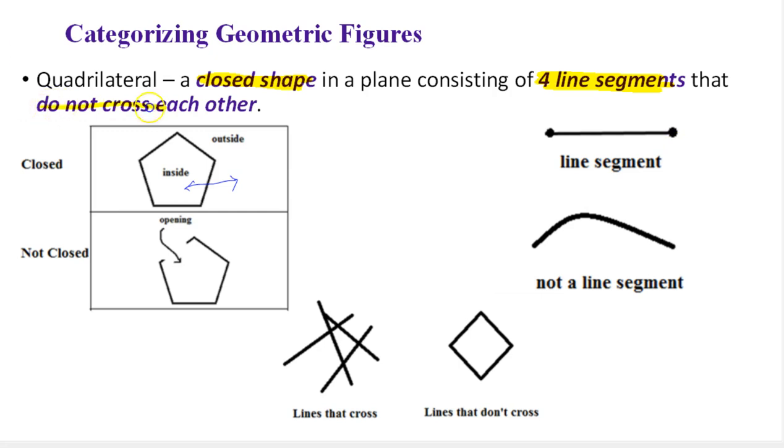And finally, these 4 line segments do not cross each other. Instead, they meet at points right here, which we call vertices, or the vertex of each corner of the shape. So here, even though there's a 4-sided figure and the sides meet at points, the lines cross and continue on. So these lines do cross each other and would not fall into the category of a quadrilateral.